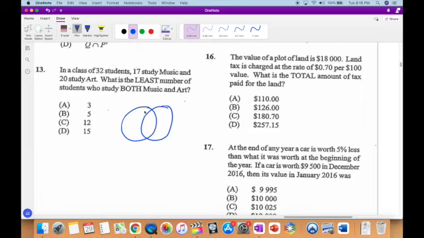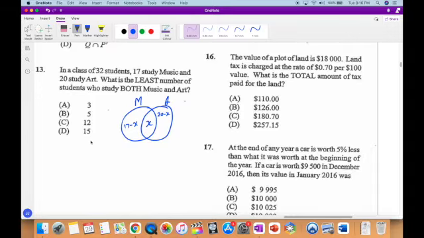And we don't know how much here. So this is how much that study both. X is how much that study both. But we know that 17 students, let's just say this is music and this is art, 17 students study music. So in this section here, I'll have 17 minus X. And in this section here, I'll have 20 minus X, right?